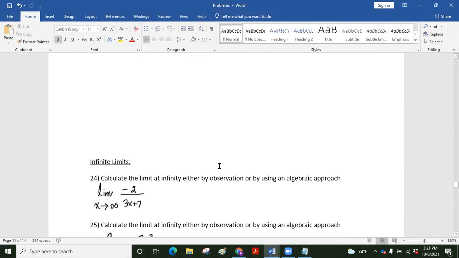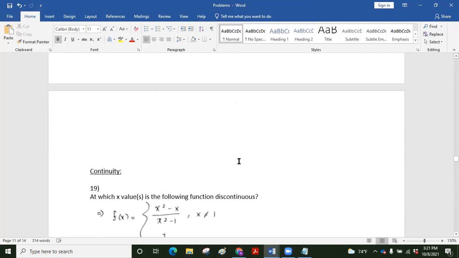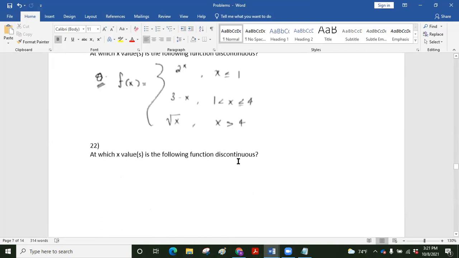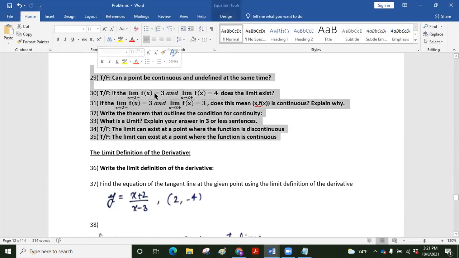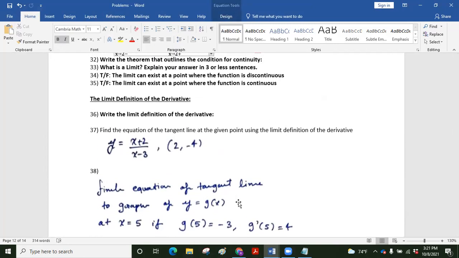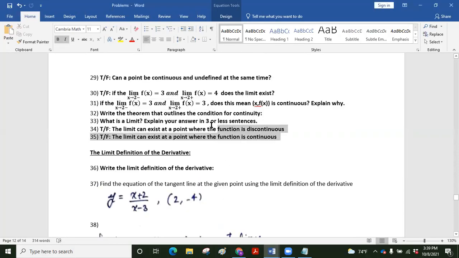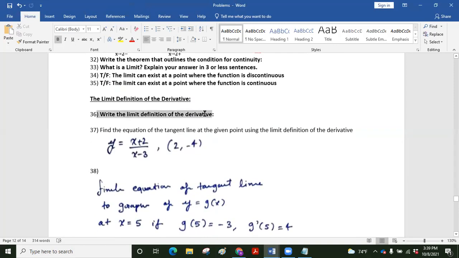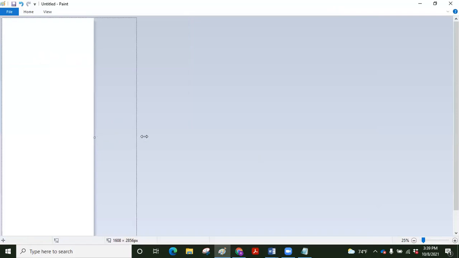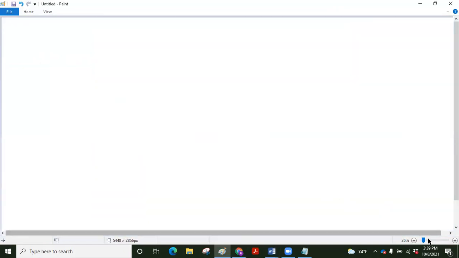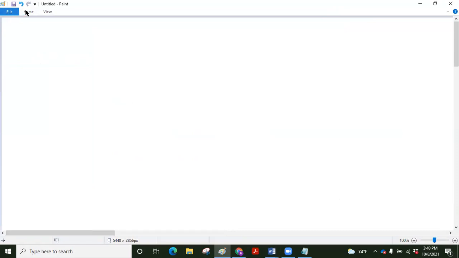So we've talked about limits and continuity. We've looked at graphical limits, algebraic limits, continuity, and some true or false questions, and now we're moving on to the derivative. So now we're transitioning from continuity onto the limit definition of the derivative. If we're not entirely familiar, the limit definition of the derivative is basically an interpretation of the derivative with regards to limits.